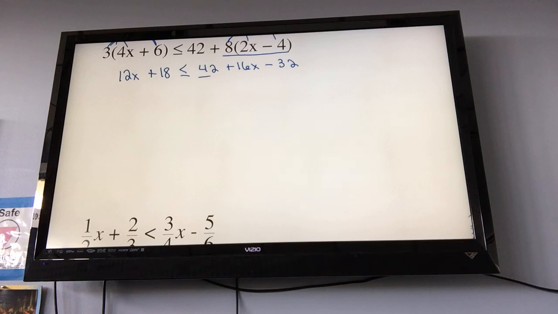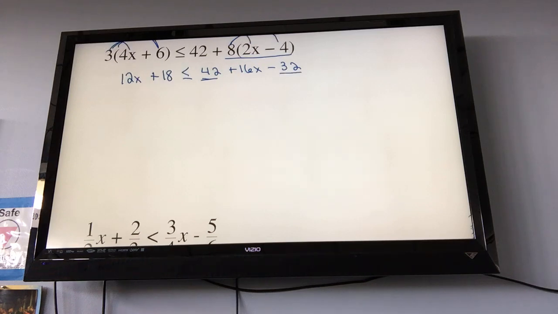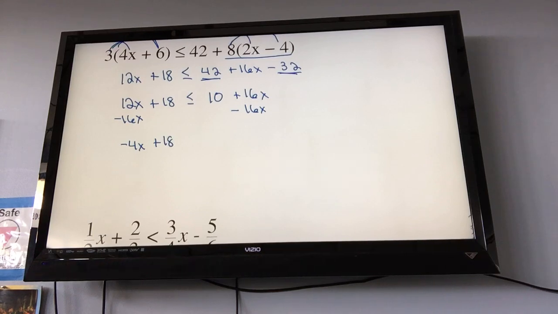Then, on this side, I do have things I can combine, put together, add, collect, whatever word you like. We all mean the same thing. So I can take my 42 and my minus 32 and make that positive 10. Then I'll start moving stuff. So I'm going to minus the 16x. So 12 minus 16, negative 4, plus 18, less than or equal to 10, all comes down.